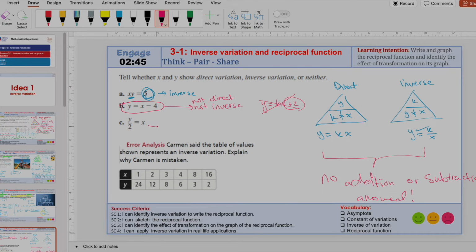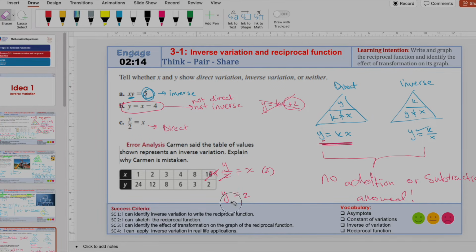Just rewrite it as y equals something. So we have y over 2 equals x. I'm going to rewrite it as y alone. I want to isolate the y because I know how to compare when y is isolated. So the y is divided by 2, just multiply by 2 on both sides. Multiply by 2, so it's going to be y equals 2x. This matches perfectly this equation. So this is a direct relationship.